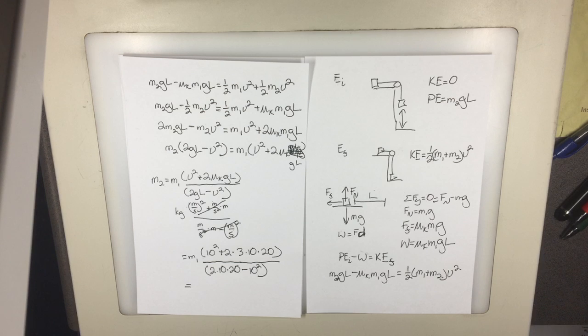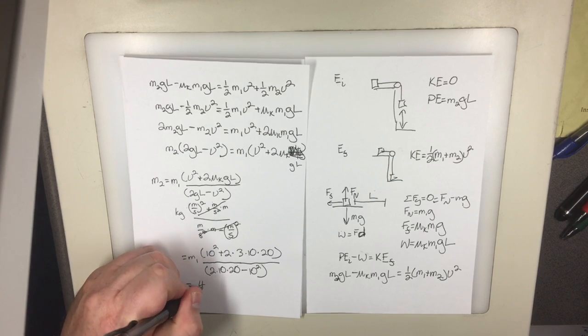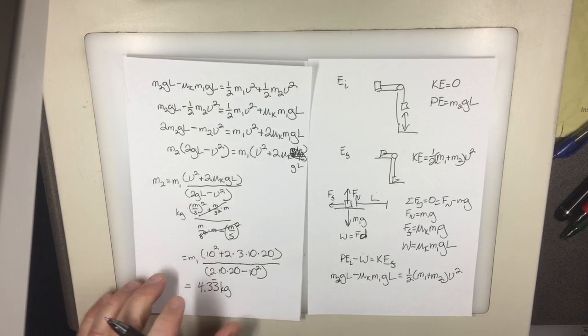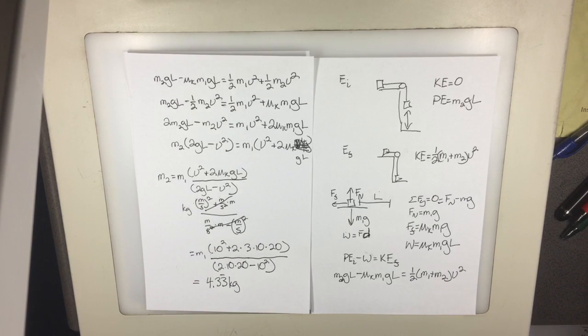660, 20 divided by 400 minus 100 or 300. So I get M2 is 4.33 repeating kilograms. And so that's it for that part. So that's mass 2. Yes?